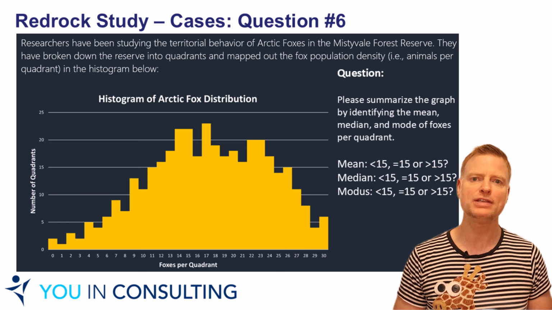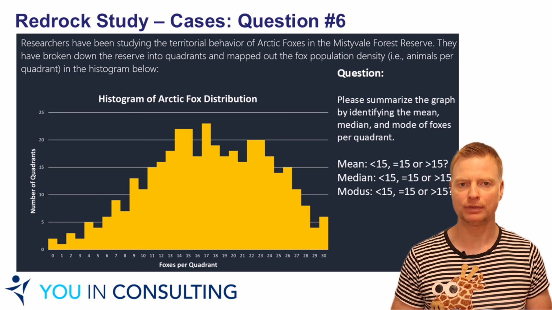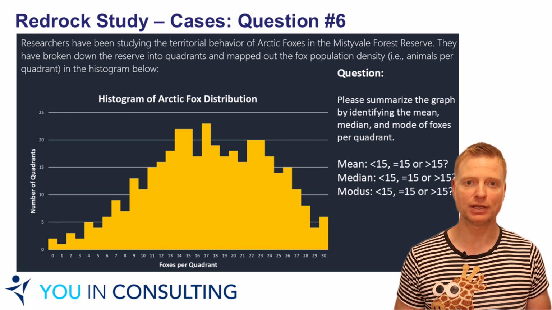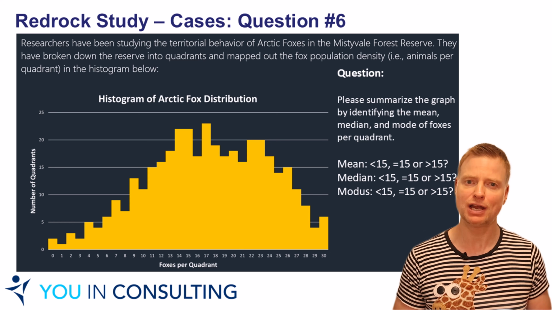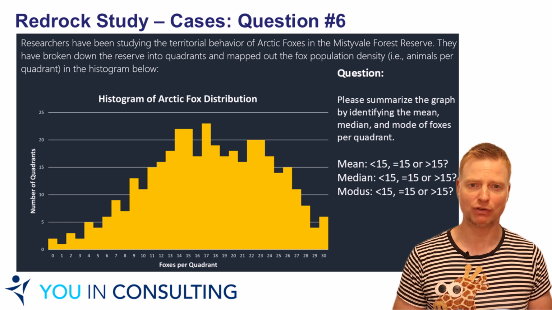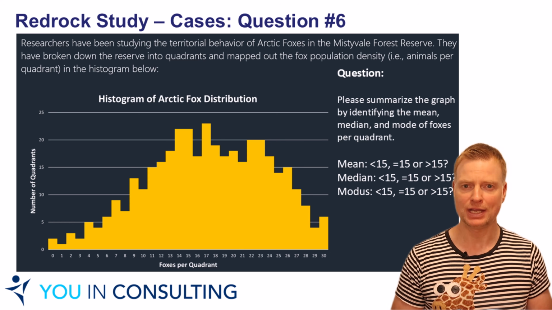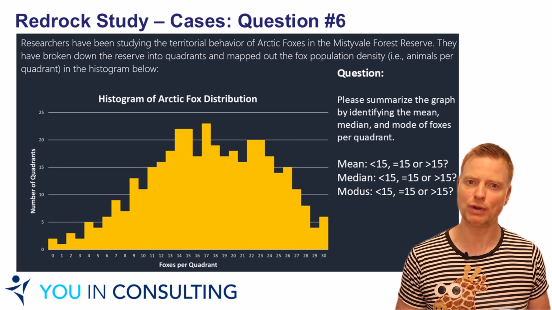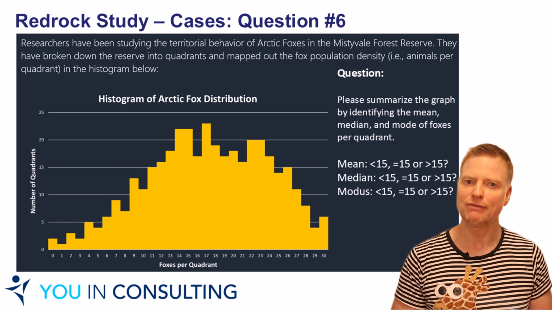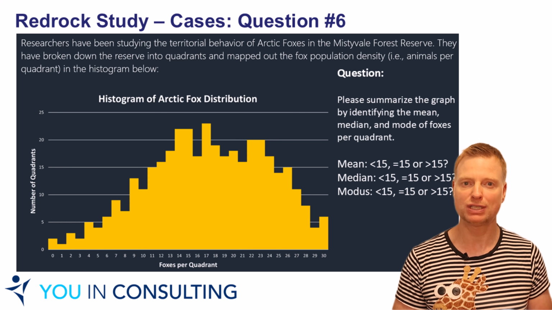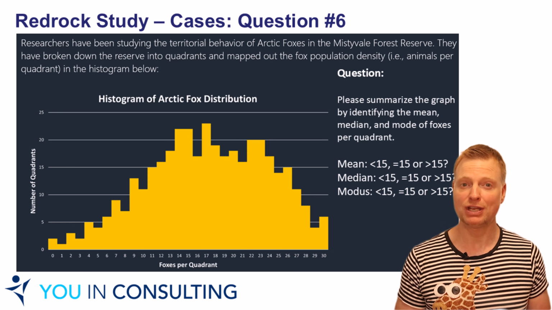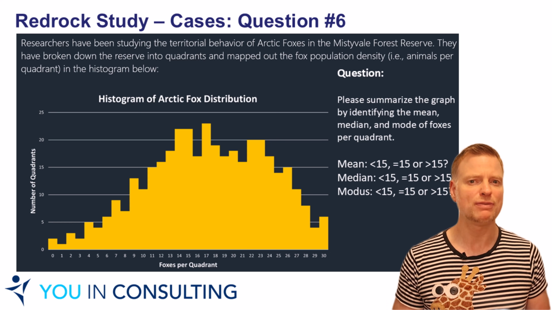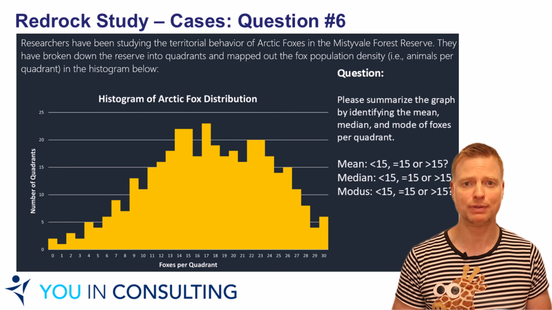Now, what is the mean value of foxes per quadrant? In other words, how many foxes live in a quadrant on average? You do not need to perform any calculations to answer this question. You can see that the bars towards the right of the chart are the highest. Since this histogram is skewed to the right, there must be more quadrants that accommodate more than 15 foxes per quadrant than quadrants that have fewer than 15 foxes per quadrant. So the mean value will be greater than 15 foxes per quadrant.